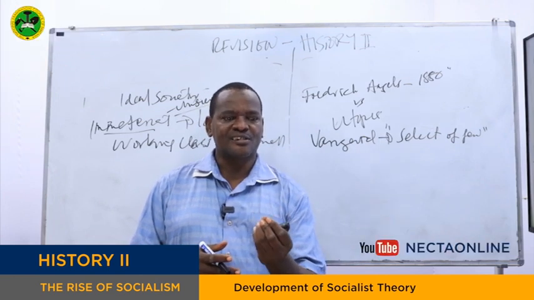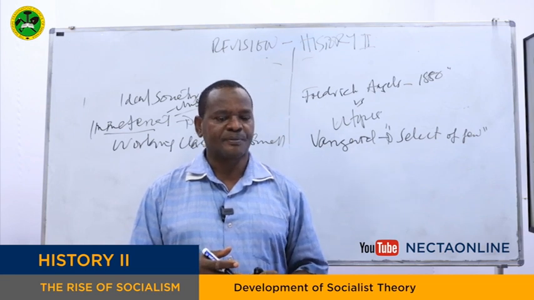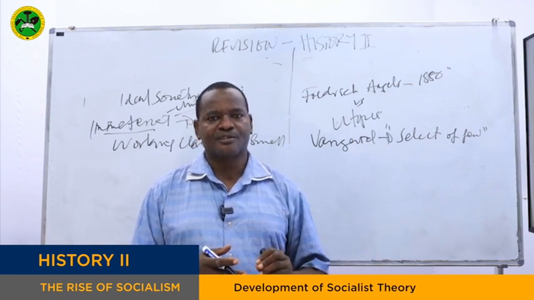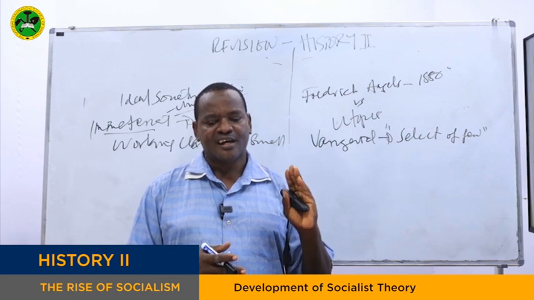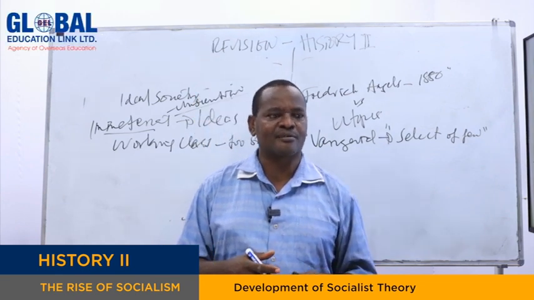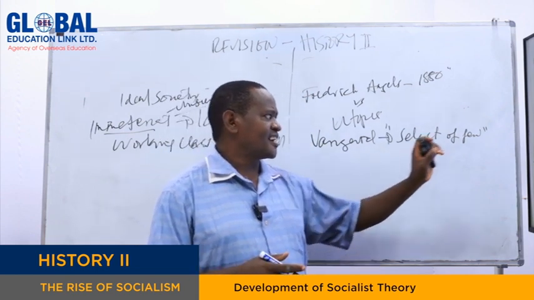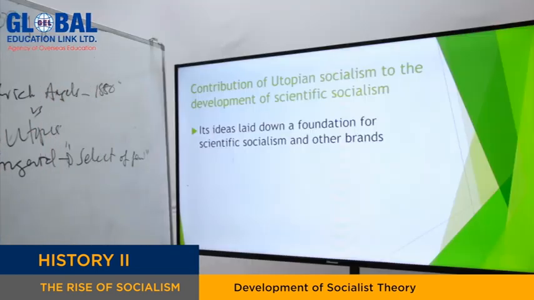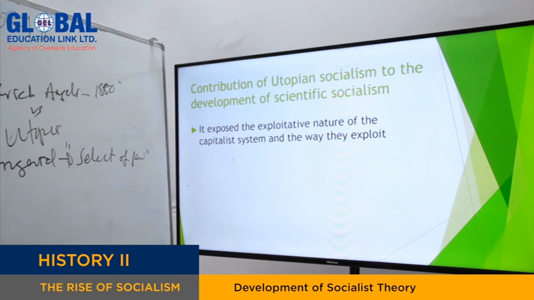It was brought into the world for the first time by the utopians, those people we have mentioned, including St. Thomas More, including Plato, Robert Owen, Charles Fourier, Comte de Saint-Simon, and so on. So that is the first contribution of utopian socialism to scientific socialism.